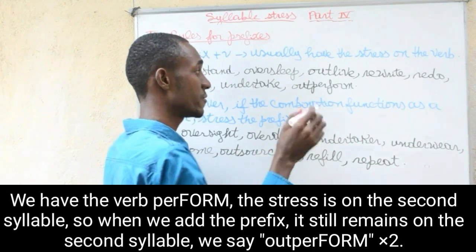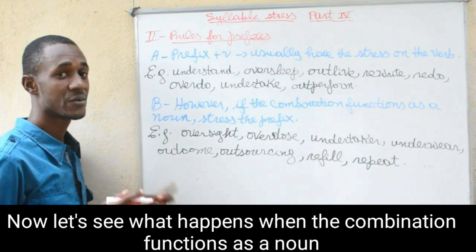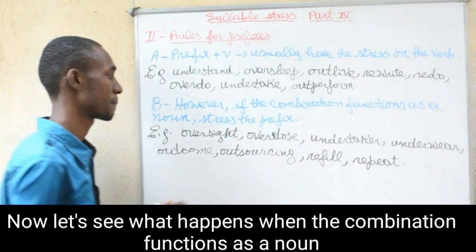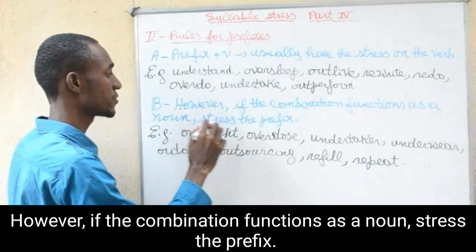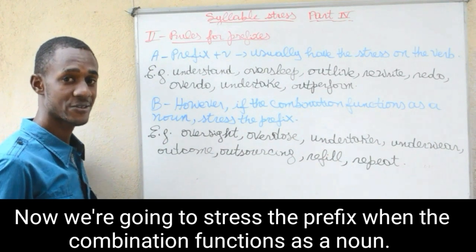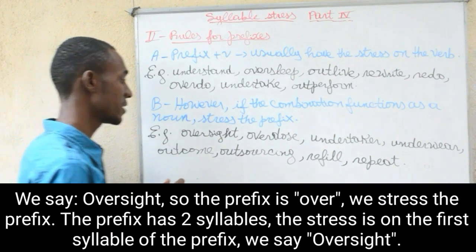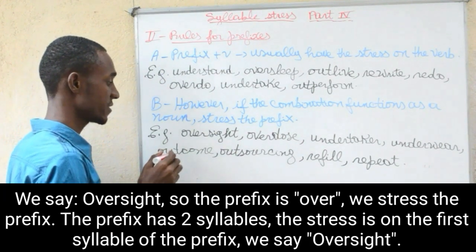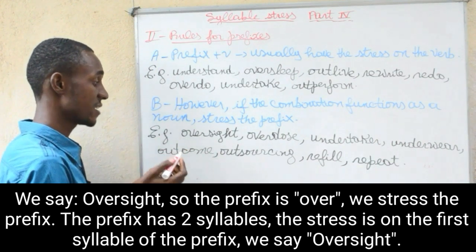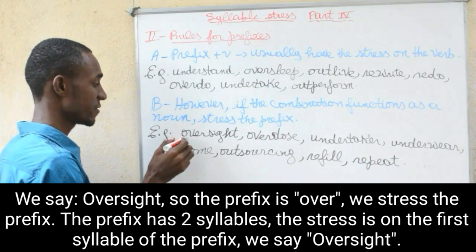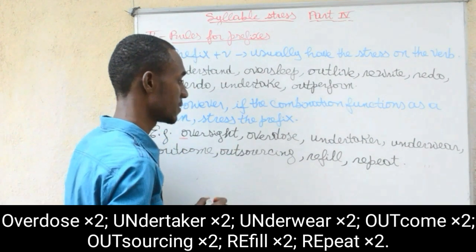Say outperform. Now let's see what happens when the combination functions as a noun. If the combination functions as a noun, stress the prefix. Now we're going to stress the prefix when the combination functions as a noun. You see, oversight. The prefix is over, we stress the prefix. The prefix has two syllables, the stress is on the first syllable of the prefix. We say oversight. Overdose.